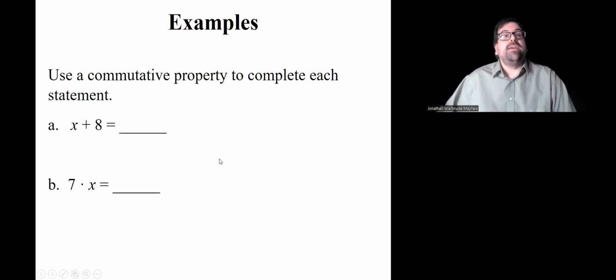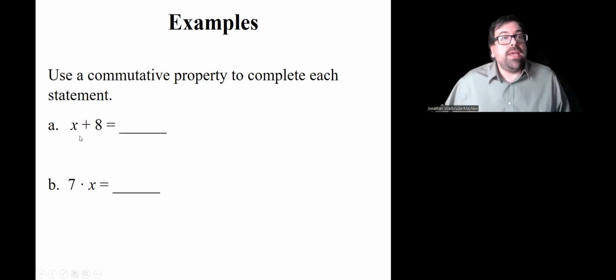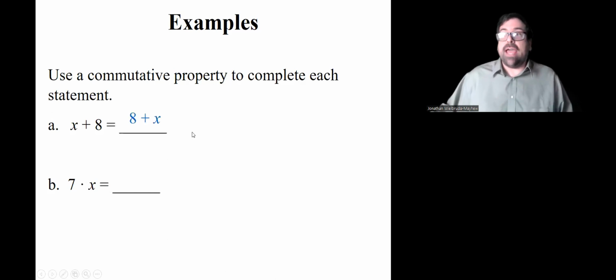So let's do some examples. Let's use one of the commutative properties to complete each statement. A, we have x plus 8. The commutative property says we can move them around. It doesn't matter what order we add in. So an equivalent statement to x plus 8 using the commutative property would be 8 plus x.